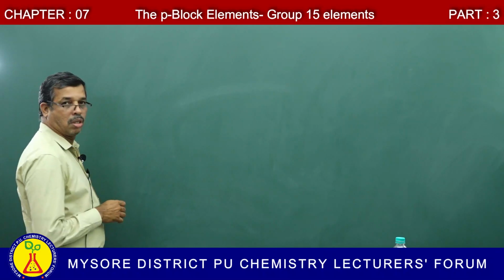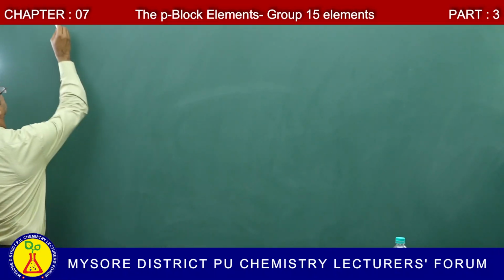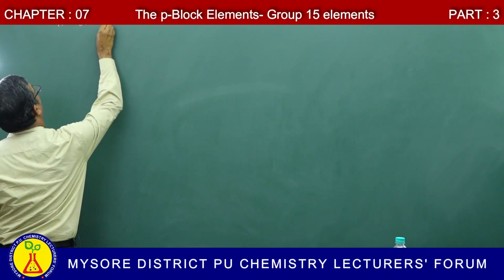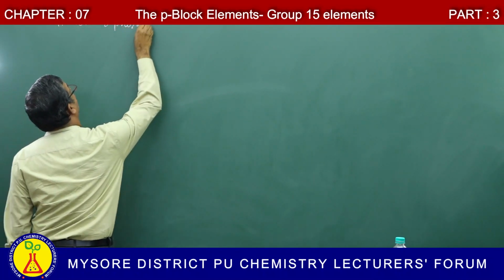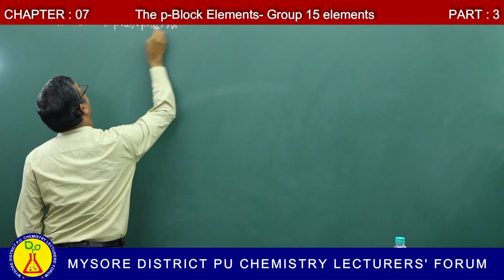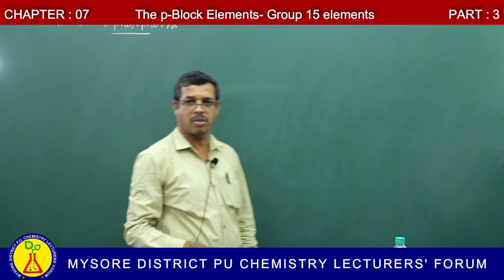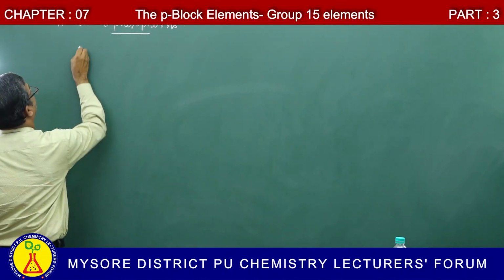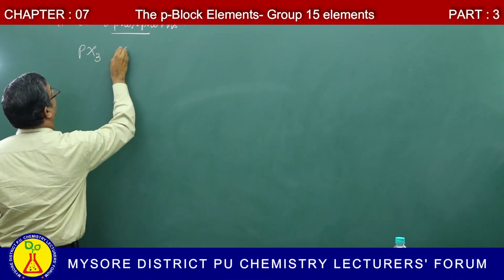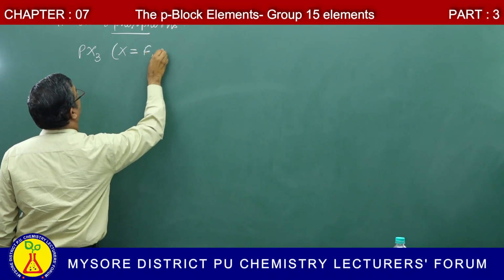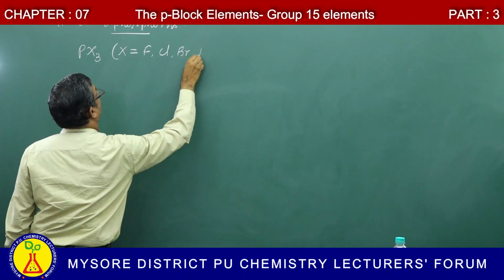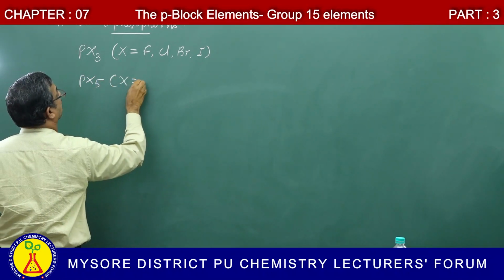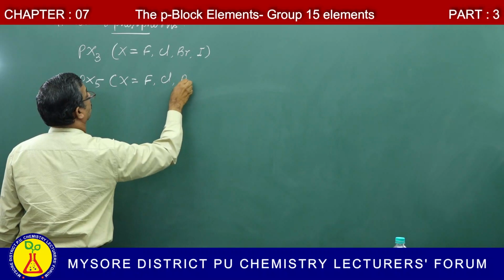Next, halides of phosphorus. Phosphorus forms two types of halides, PX3, here X may be F, Cl, Br, I, and PX5, here X may be F, Cl, Br.